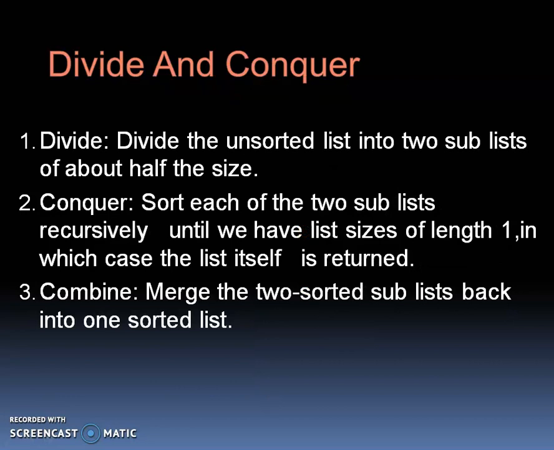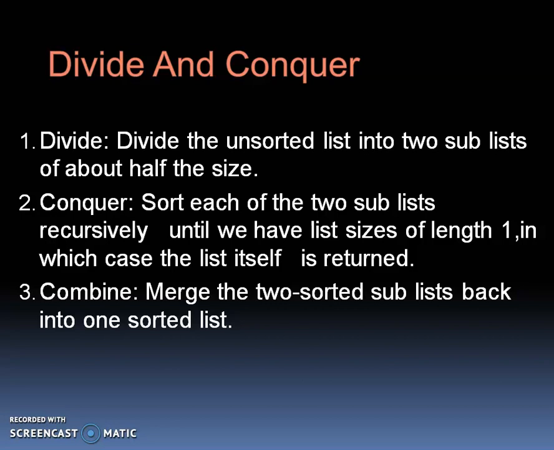So this also follows the concept of divide and conquer. If you come to the concept of divide and conquer, first, divide. This divide says that we are going to divide the unsorted list into 2 sublists of about half the size. So you are going to divide the entire list into 2 parts. This is a sorting technique. When you talk about sorting, it is nothing but arranging elements in an order. So you are going to sort the unsorted list.